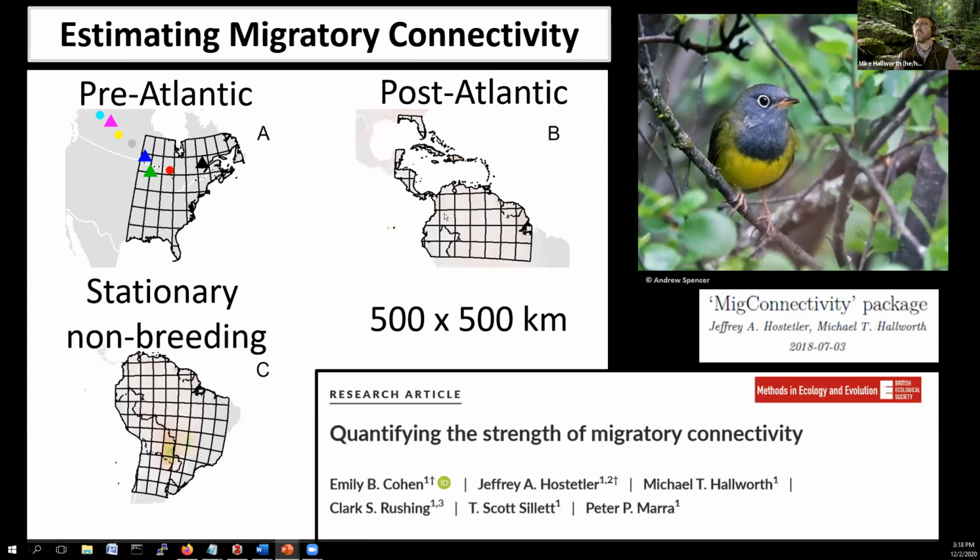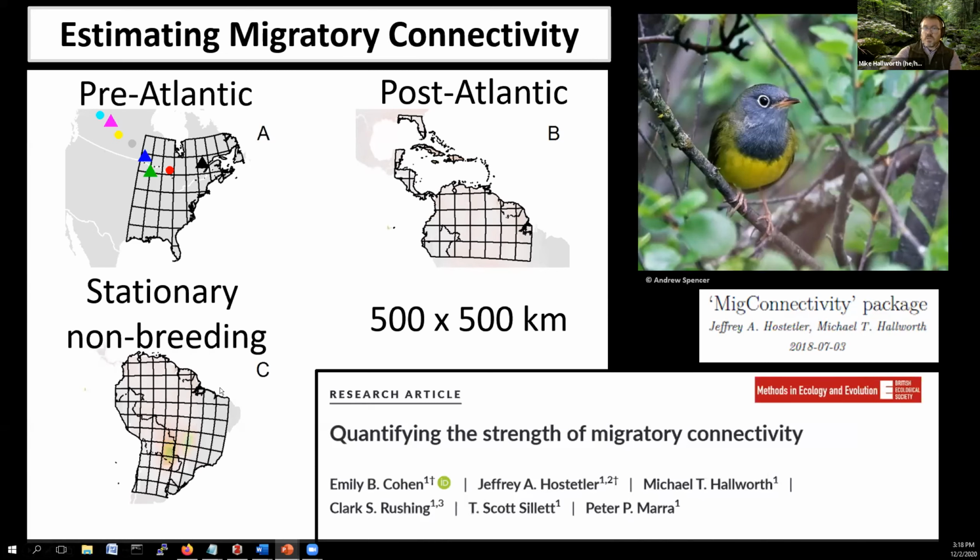And then the post-Atlantic, after they land after crossing the Atlantic, these are the target locations that we used in that analysis. And then for the non-breeding season in South America, I basically gridded the entirety of South America because we were unsure where those birds could have ended up.